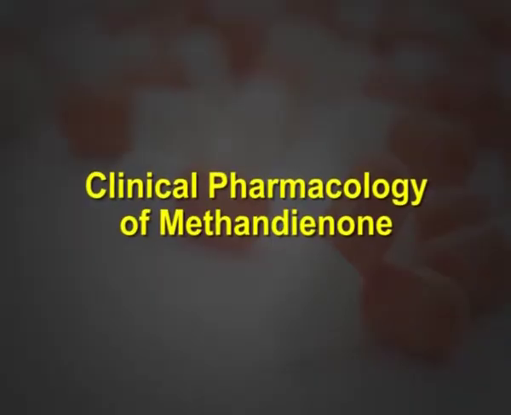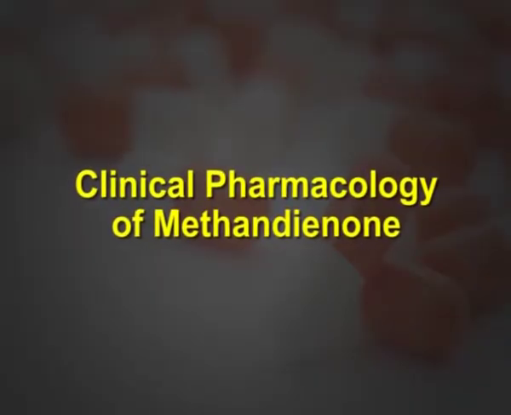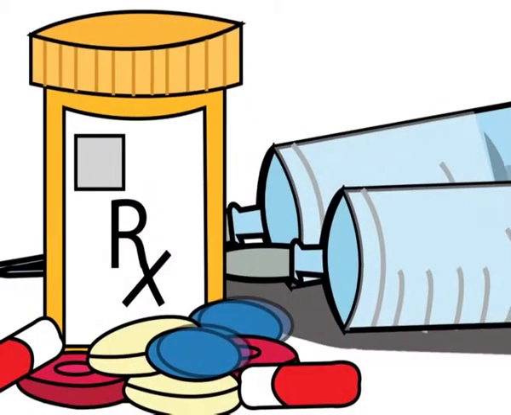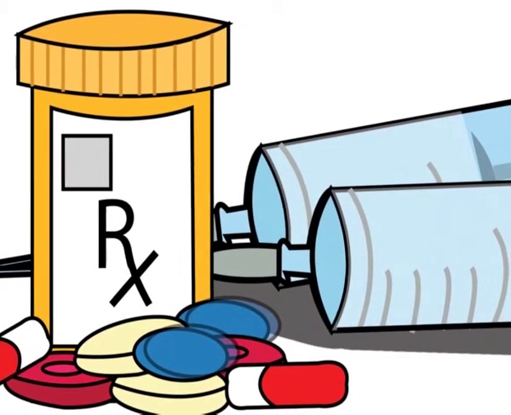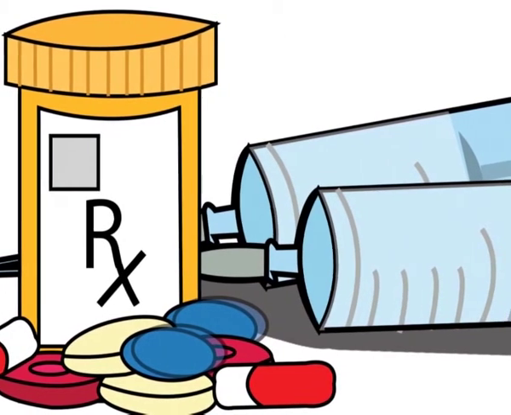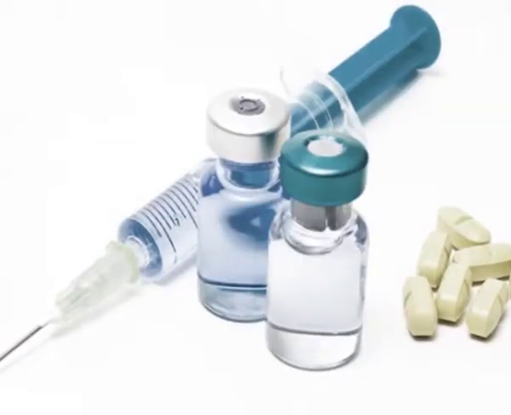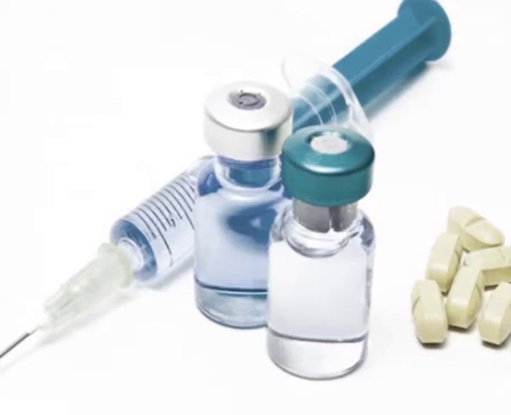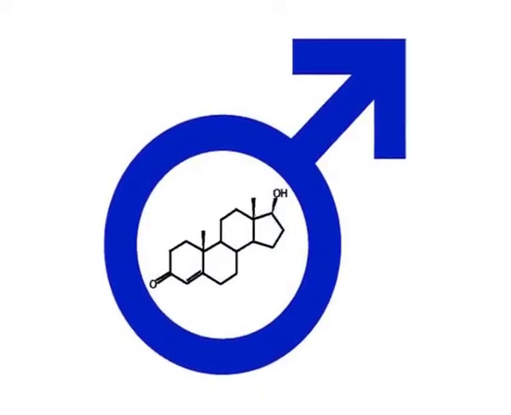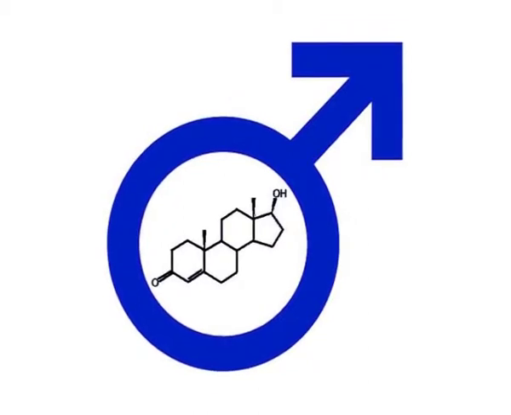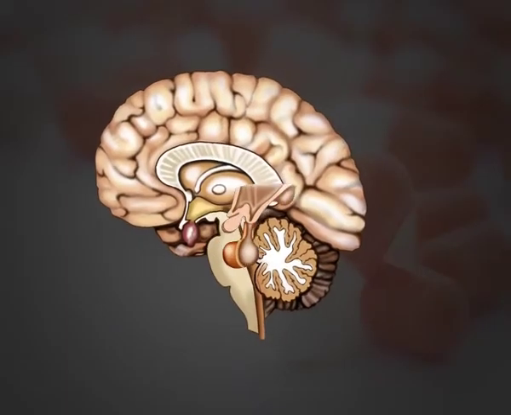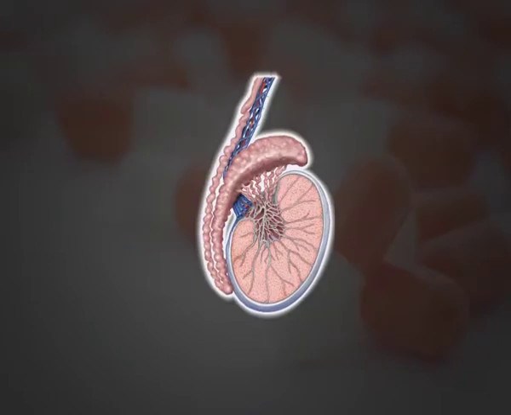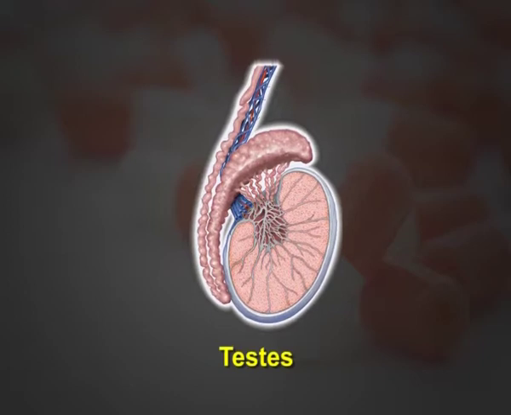Now we will see the clinical pharmacology of methandienone. The anabolic steroids are the synthetic derivatives of the testosterone. Certain clinical effects and adverse reactions demonstrate the androgenic properties of these drugs. Complete dissociation of anabolic and androgenic effect has not been achieved. The actions of anabolic steroids are thus similar to those of the male sex hormones. Anabolic steroids suppress the gonadotropic functions of the pituitary and may exert a direct effect upon the testes.